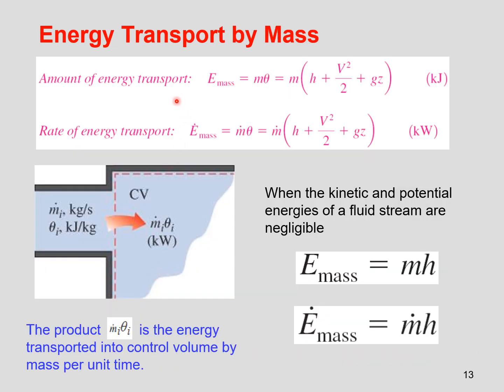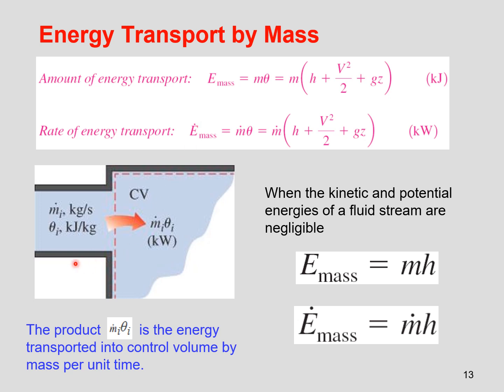So we could also talk about how much energy is transported, because theta again is the energy per unit mass, so we just multiply by the mass, and we'll have the total energy. If you multiply by the mass flow rate, then you end up with the rate of energy transport, E dot, energy per unit time being transported.